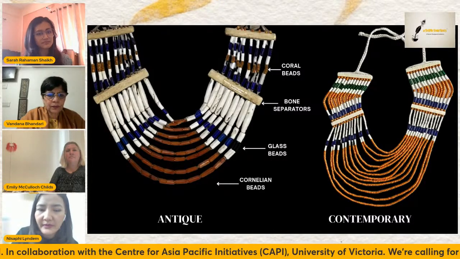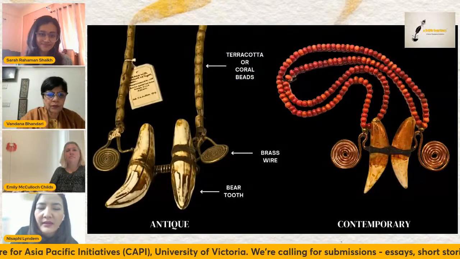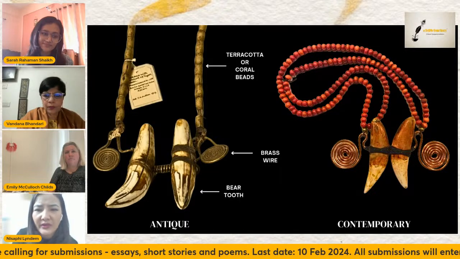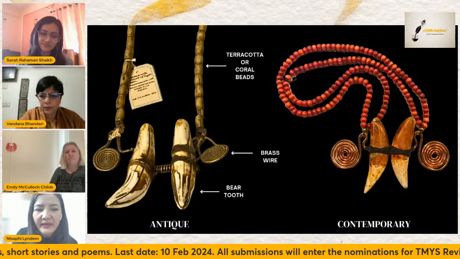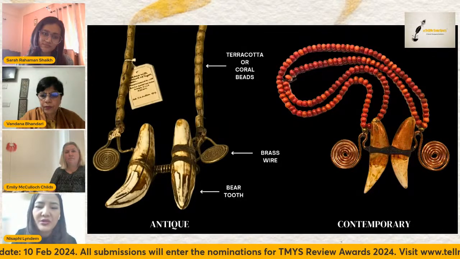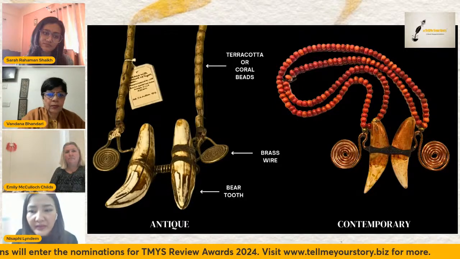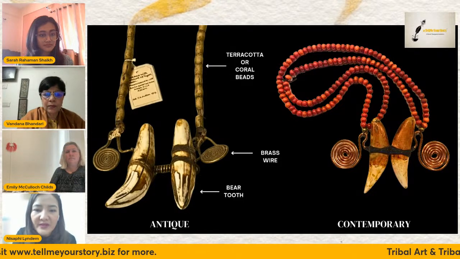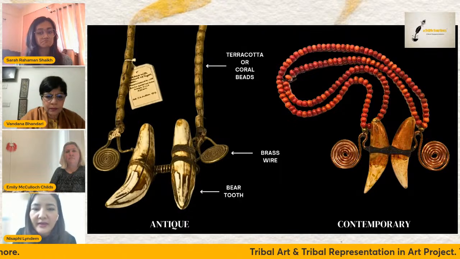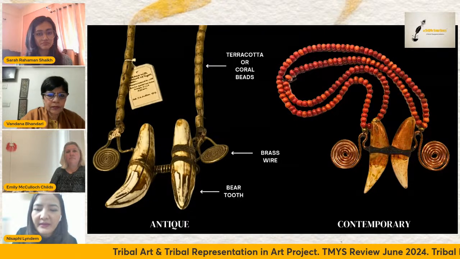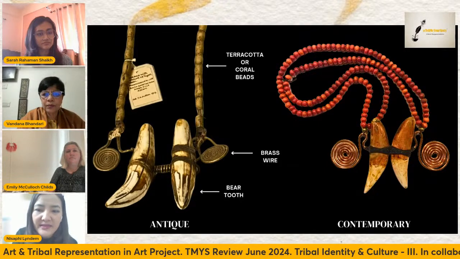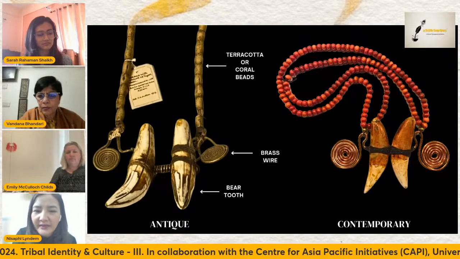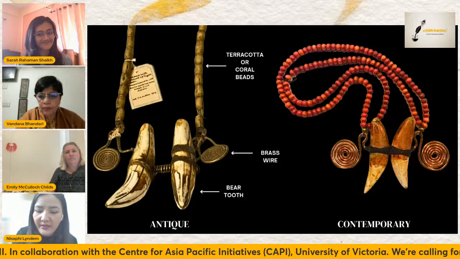This is another example. This is a bear tooth necklace which Naga men wear, and it features small terracotta or coral beads, usually varying in strands. And the highlight or the main feature of this necklace is the center pendant piece, which is made from two pieces of bear teeth. These were held in place and further decorated with brass wires, signifying the warrior's catch while hunting. But today, unfortunately, fake plastic animal teeth are used for making these necklaces in place of the actual animal teeth. But somehow they've still tried to retain that essence of what the jewelry piece is actually about.